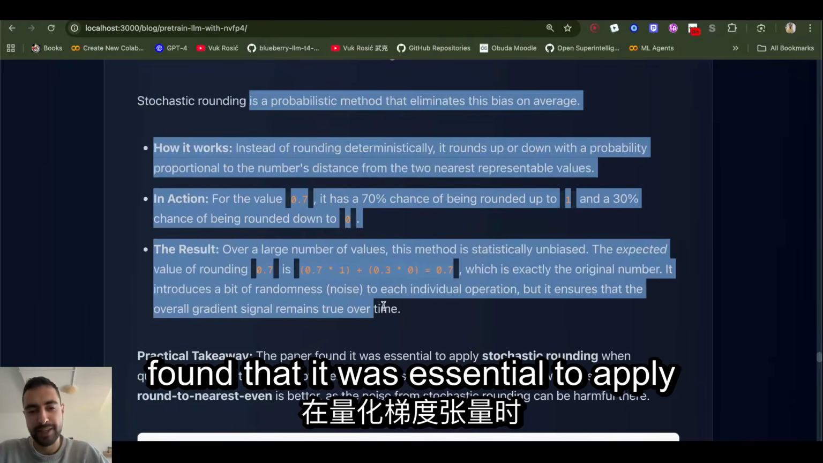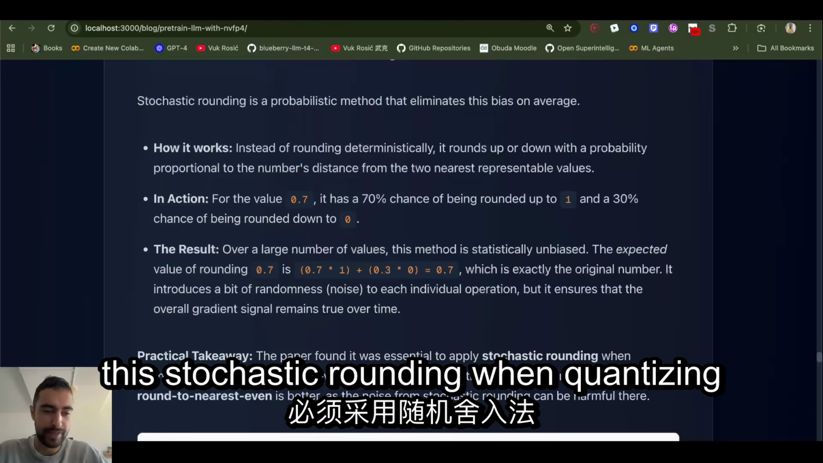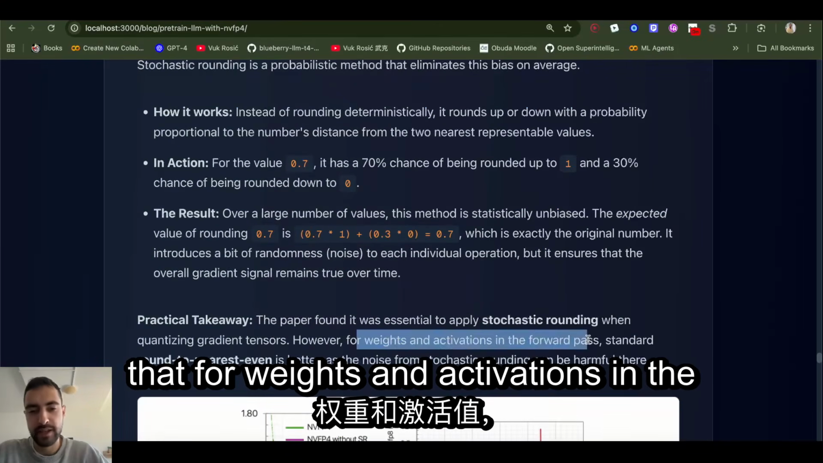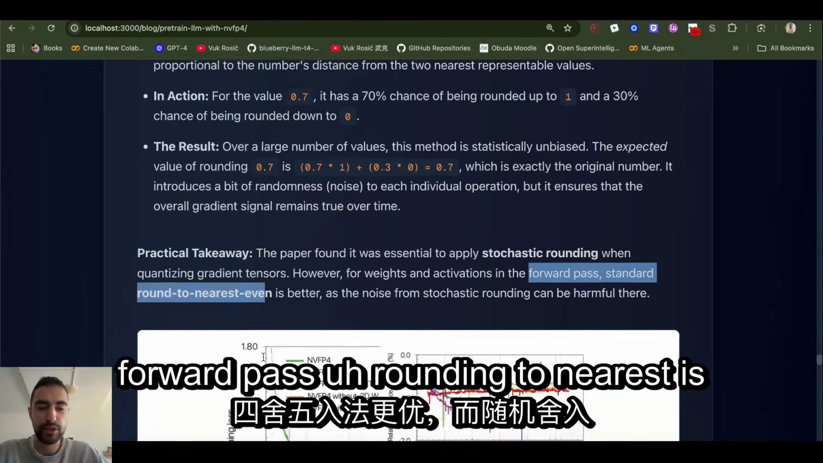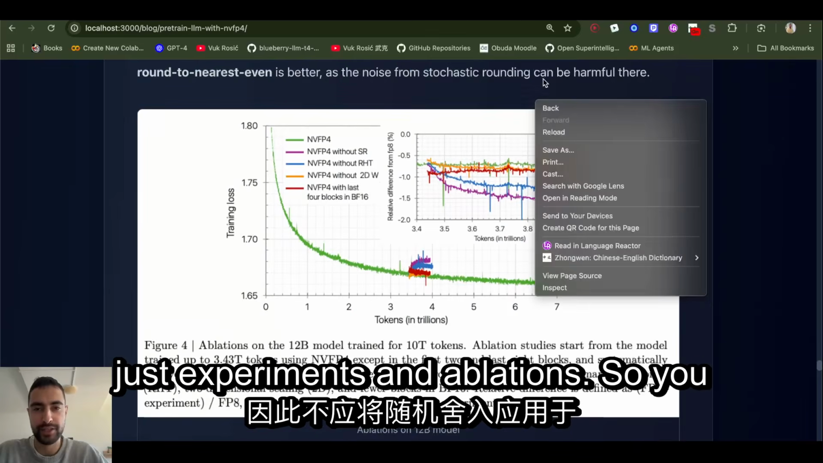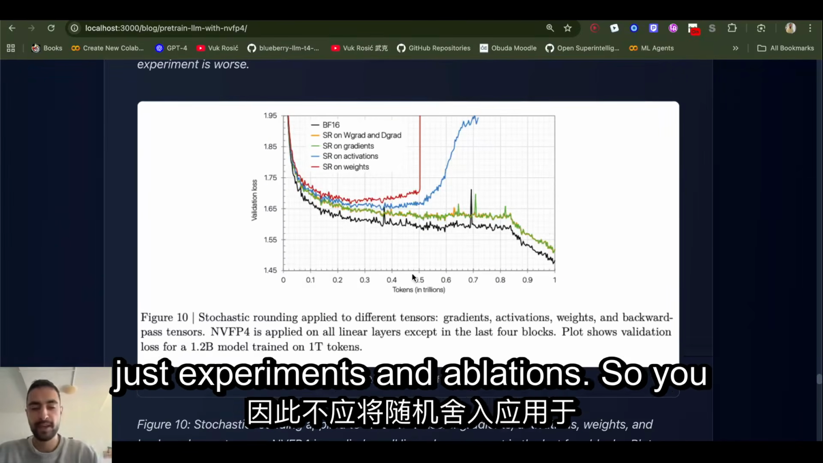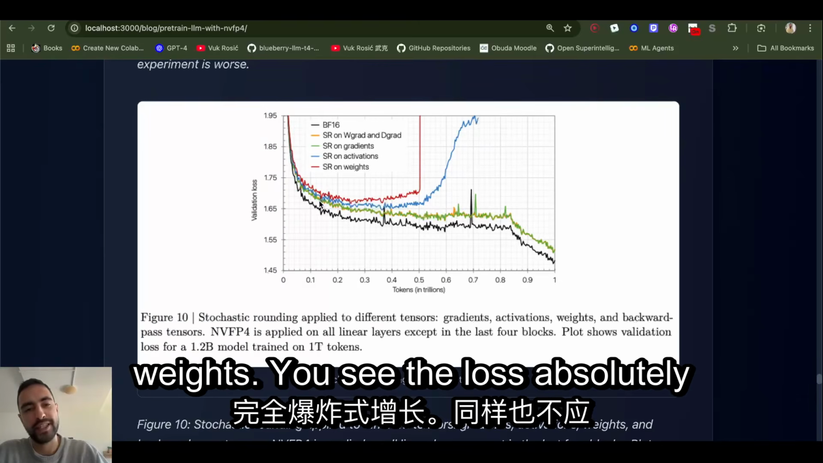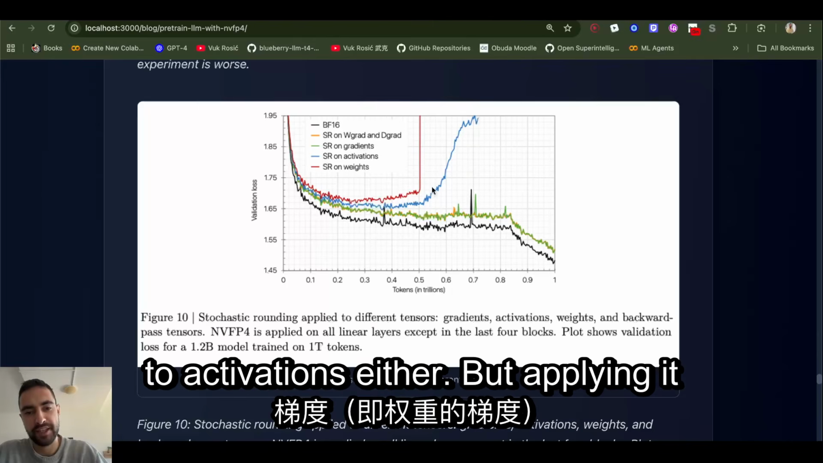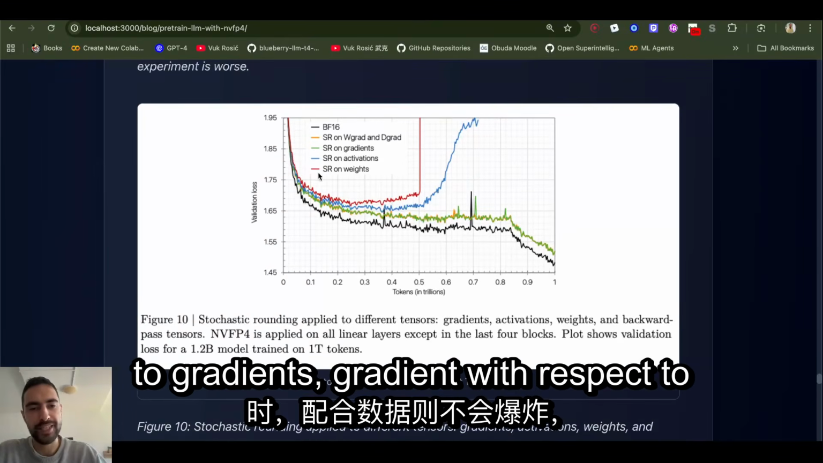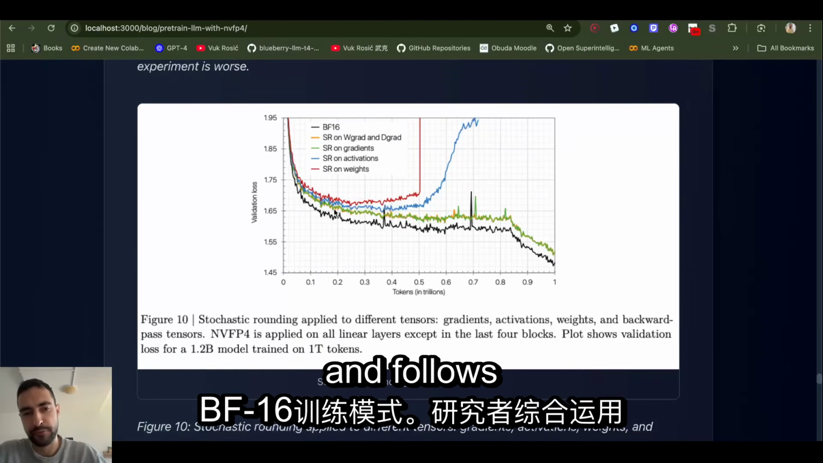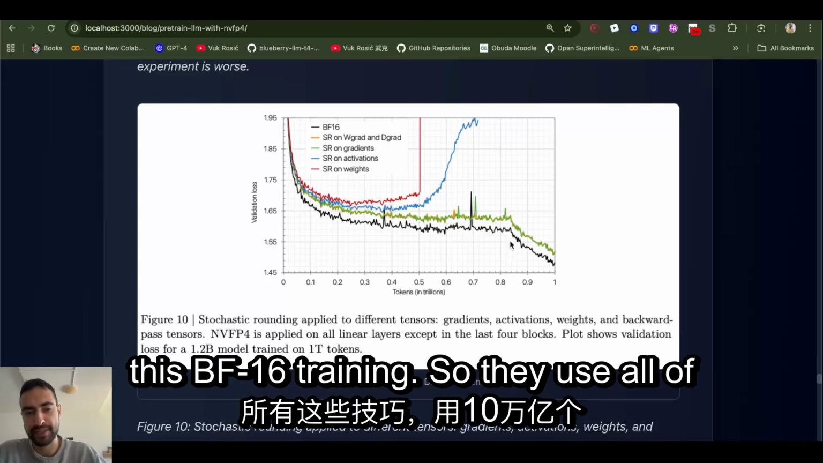The paper found that it was essential to apply this stochastic rounding when quantizing gradient tensors. But they also found that for weights and activations in the forward pass, rounding to nearest is better, and stochastic rounding can actually degrade performance. So this is just experiments and ablations. You don't want to apply stochastic rounding to weights. You see the loss absolutely explodes here. You don't want to apply it to activations either. But applying it to the gradient with respect to weights with data doesn't explode and follows the BF16 training.